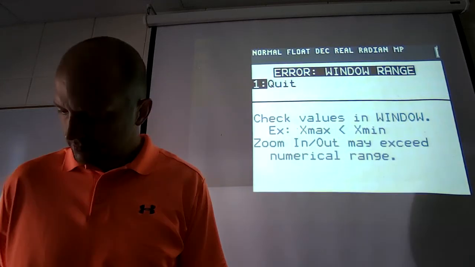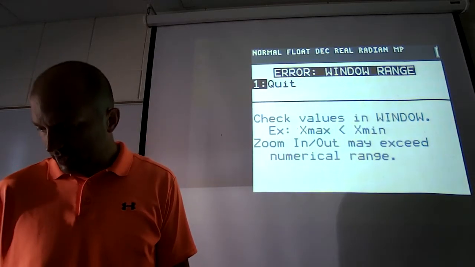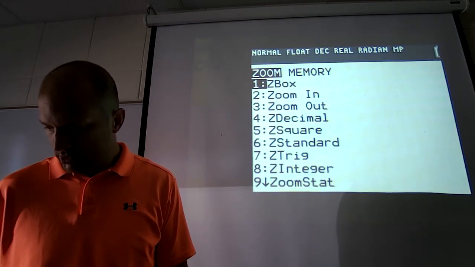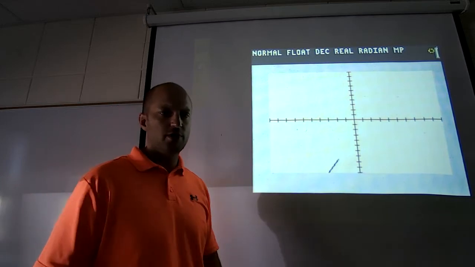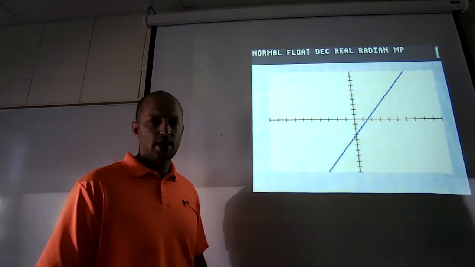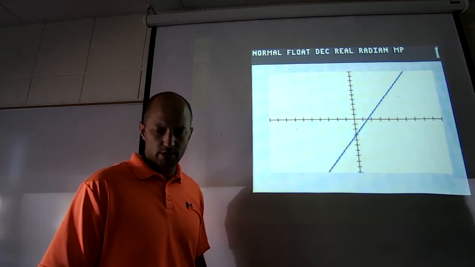Okay. So quick fix. If you ever get a window range error, just go to window or go to zoom 6 and now refresh it for you. Get it all started. Is anybody having issues graphing? Any error messages that you're not sure what's going on?